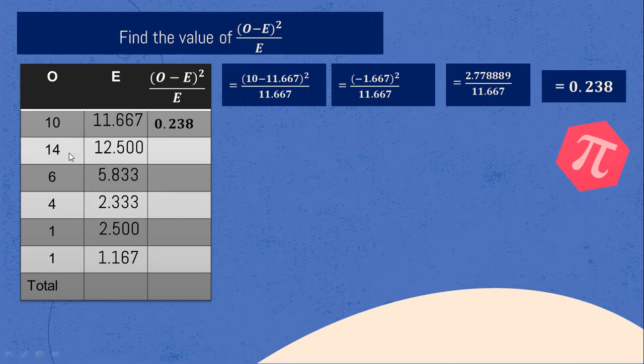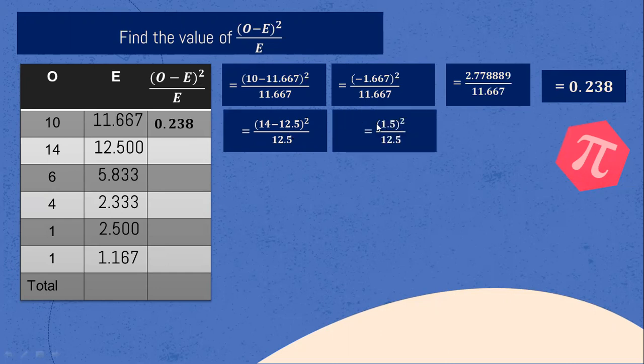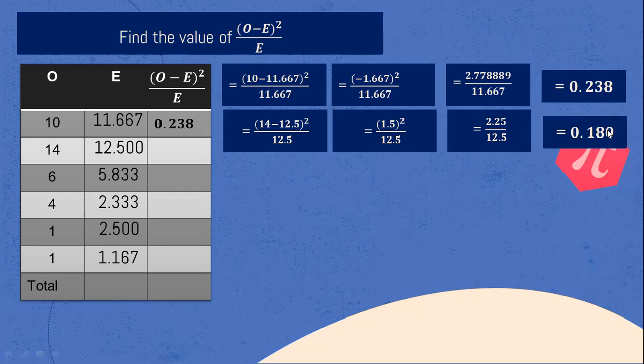Next one, 14. The quantity of 14 minus 12.5 squared over 12.5. What is 14 minus 12.5? Okay, very good, 1.5. What is the square of 1.5? 1.5 multiplied by 1.5 is 2.25. Then 2.25 divided by 12.5, and the answer is 0.180.